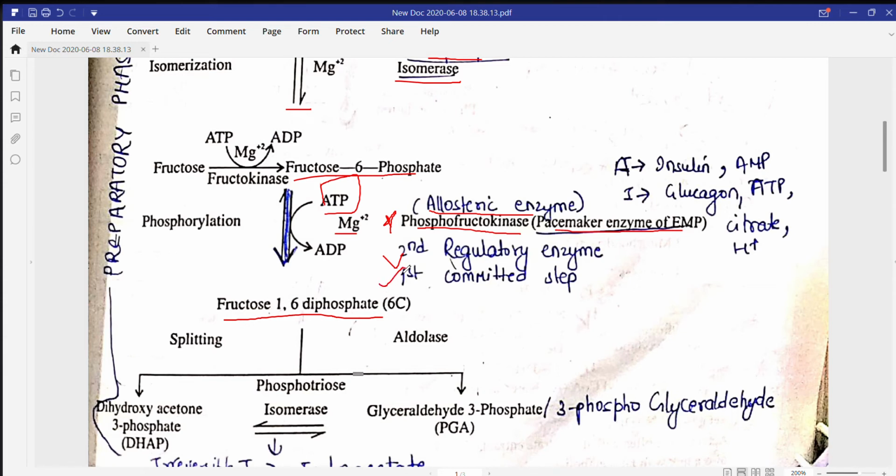Committed step means that if the reaction has come to this step, then it will not revert back. It needs to complete the glycolysis process. That's why it is known as the committed step. Now, activators are like insulin, as in the first step, and AMP, while the inhibitors are glucagon, ATP, citrate, and H+ ions. So remember this step, this is very important. And this is also a phosphorylation, by a kinase enzyme.